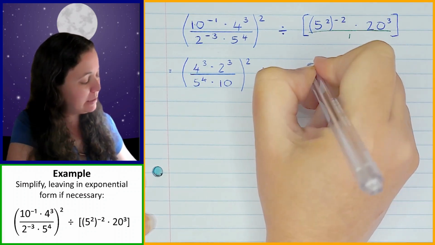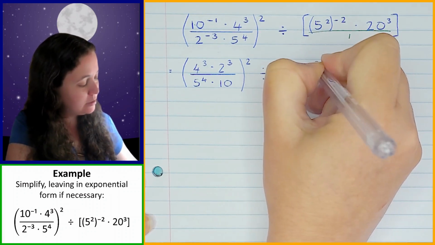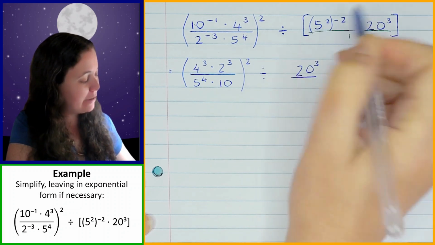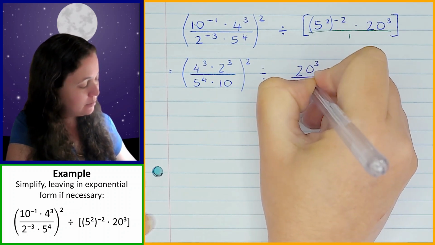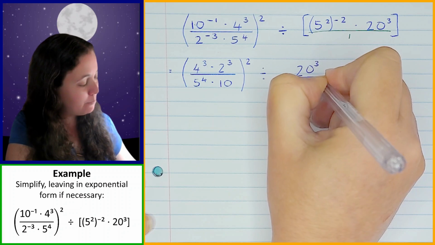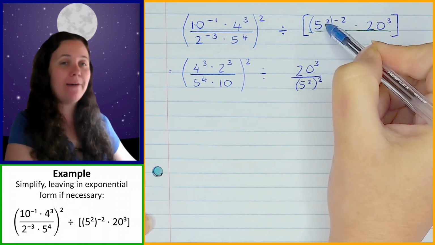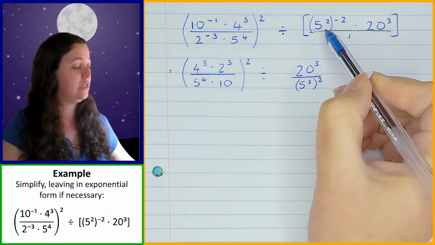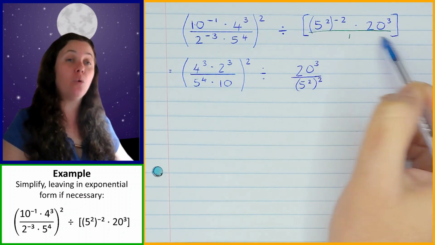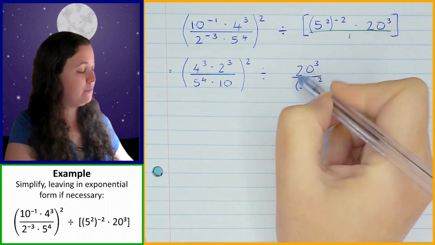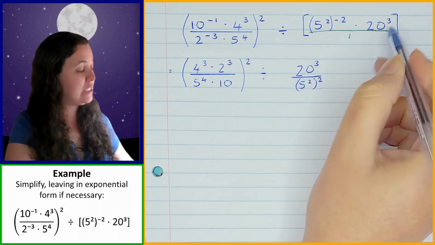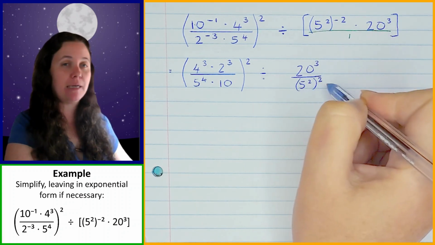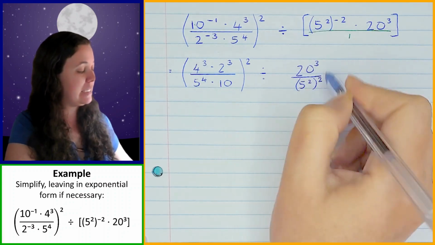So that gives me 20 cubed over 5 squared to the power of positive 2. So I took the 5 squared to the power of negative 2 and I moved it to the bottom of the fraction. Even though it didn't look like a fraction, it is over 1. So I moved it to the bottom and it became 20 cubed over 5 squared in brackets to the power of 2. Okay, so that's what I end up with.